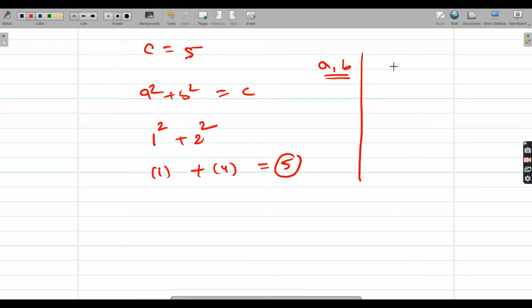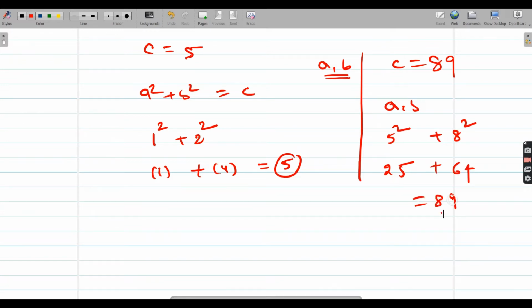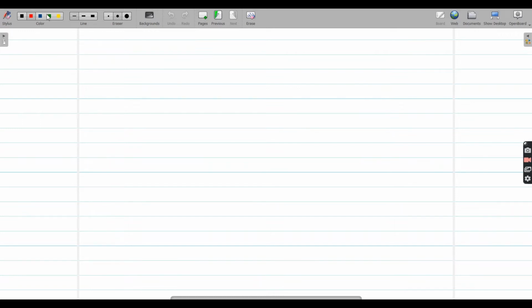Let's take another example. Let's assume c is equal to 89. What are the two numbers a comma b? Can we say 5 square, which returns 25, plus 8 square, which returns 64, which is equal to 89? All right, so this is all about the problem statement. Let's see how we can solve this particular one. This problem is defined as medium, however I feel the same, and this is purely mathematical.